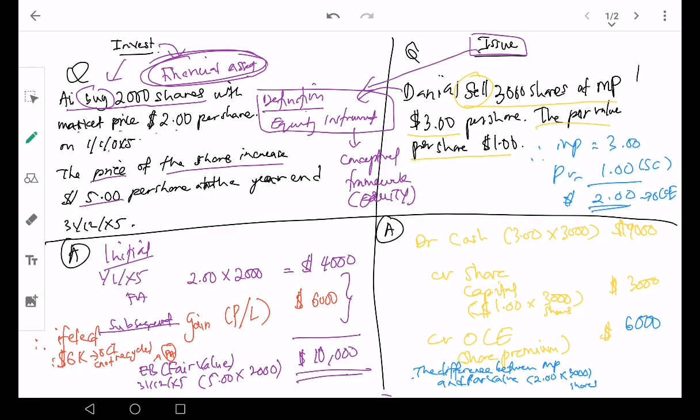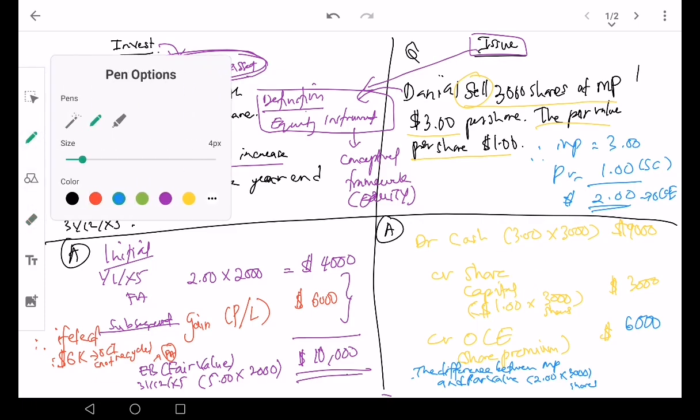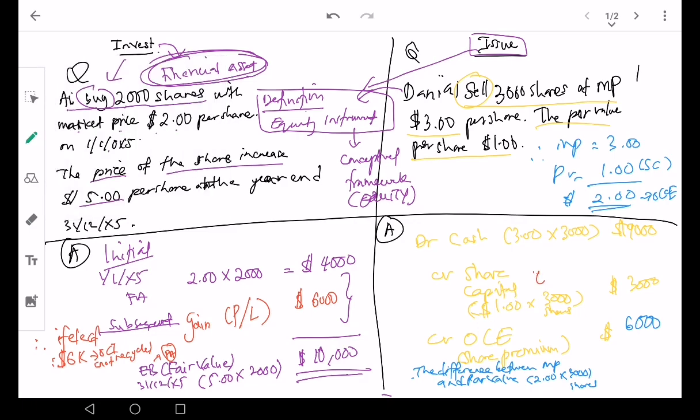So recognized as what now? Share capital is under equity. Share capital is under the equity column in your SOFP. OCE is also under equity. So that is the amount that you have to recognize in your book if you are the issuer. If you are an investor, you recognize it as an asset. Are you clear? So this is about equity arrangement, equity instrument, recognition of equity.